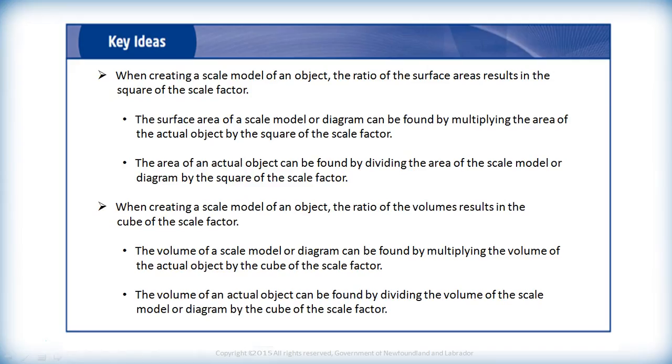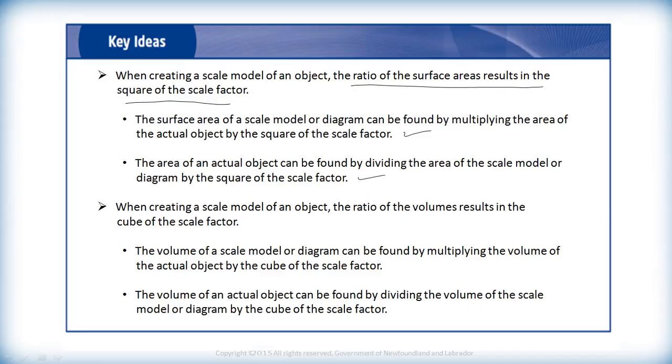Quick summary. Whenever we create a scale model of an object, the ratio of the surface areas results in the square of the scale factor. So the surface area of the scale diagram, we get by multiplying the area of the actual object by the square of the scale factor. And if we want to go in the other direction to get the area of the actual object, we divide the area of the scale model by the square of the scale factor.